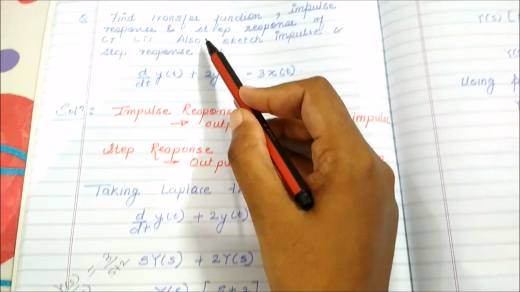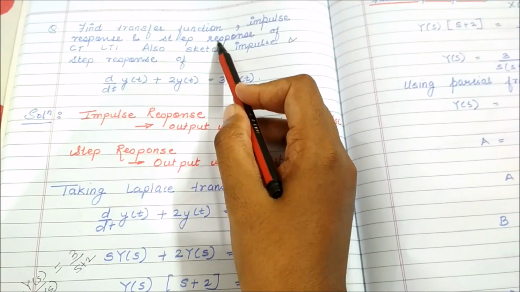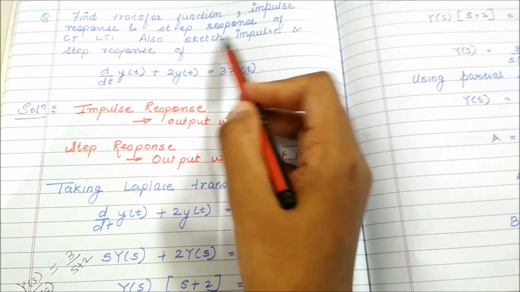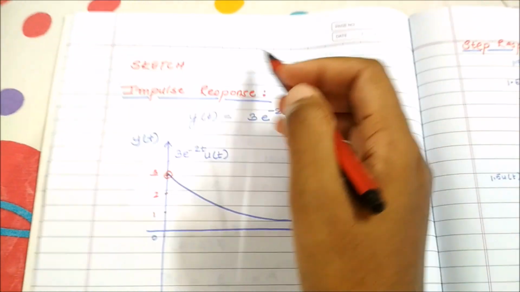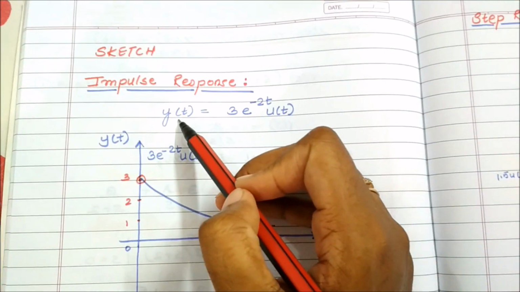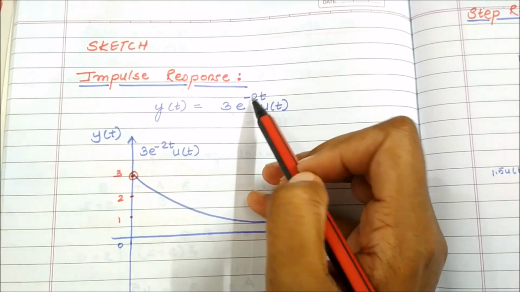We have found impulse response and we have found what? Step response. Now we need to sketch impulse and step response. So this is a tricky part for most of you. So how to sketch impulse response? We have got. What is the solution? y(t) is equal to 3 times e raised to minus 2t u(t).